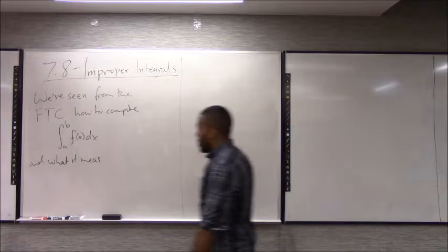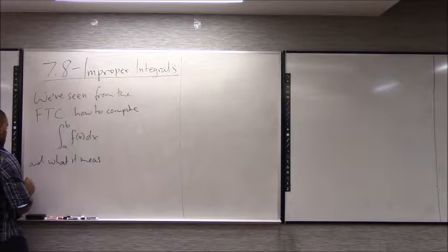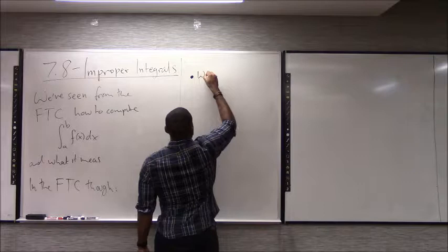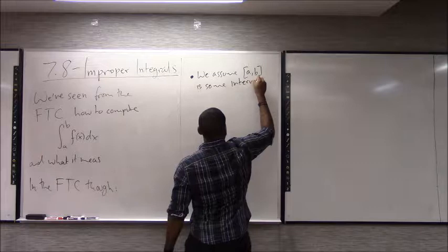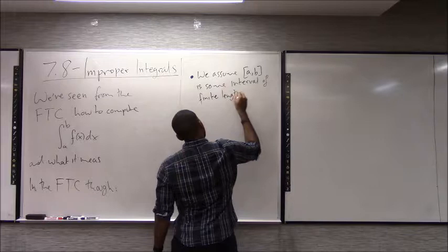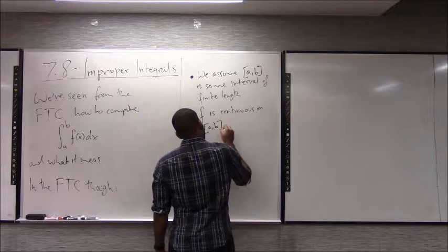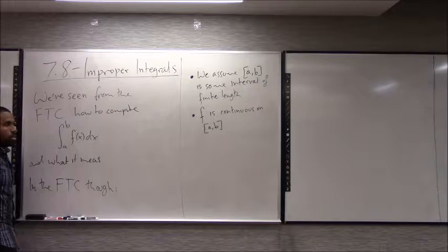One thing you might not remember specifically, but it is actually important to the theorem and how it was proved and how you actually looked at it. In the FTC, though, one, we assume AB is some interval of finite length. And two, we also assume that f of x is continuous on AB. Now, only one part of the fundamental theorem of calculus needs continuity, but in calc 1, we usually assume everything is continuous, so we don't really have to worry about certain minutia.